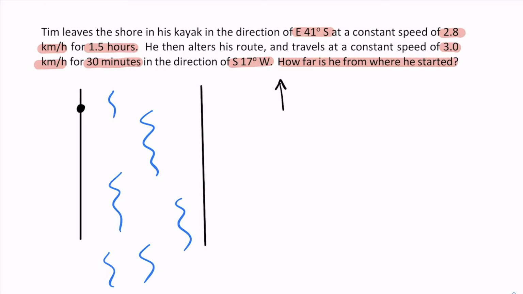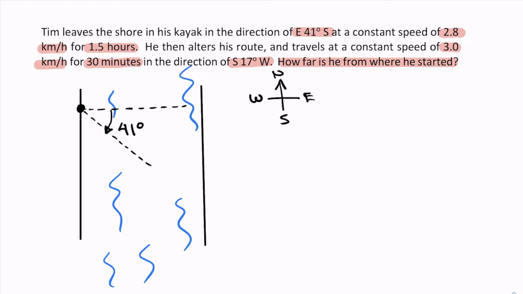So I'm just going to draw my little compass here. So I have north, east, south, and west. So he's starting here, he's going east 41 degrees south. So east is this way. And then from there, he's going 41 degrees south. So roughly, let's say that. So that's south of 41 degrees. I'm just going to move my waves out of the way so they don't interfere with my diagram.